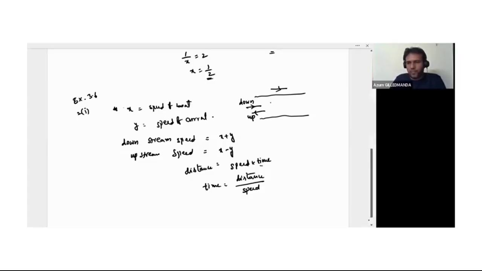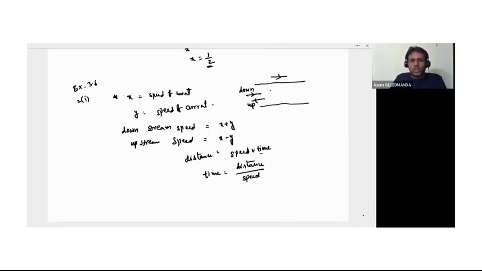Okay. So Ritu downstream, the equation is for downstream in 2 hours, the time is given. What she can do? She can row 20 kilometers, that is the distance, by what is the speed? X plus Y. This is equation 1.